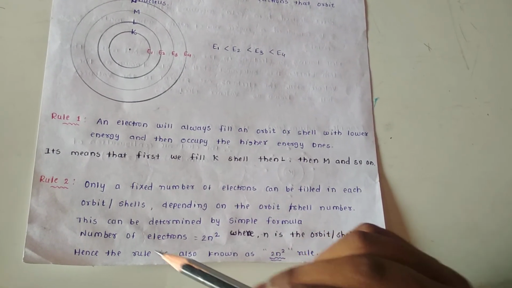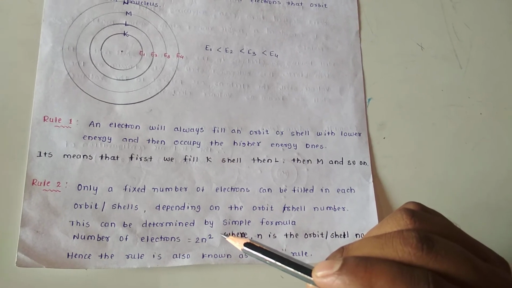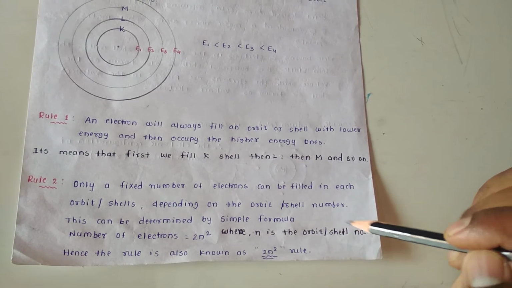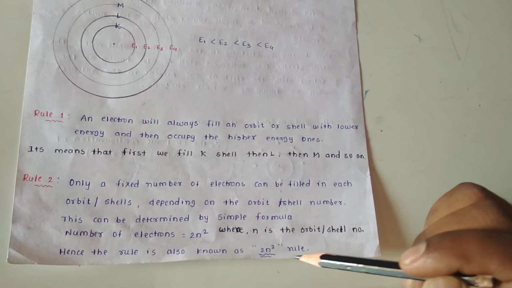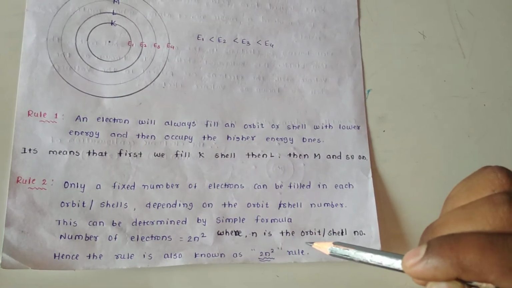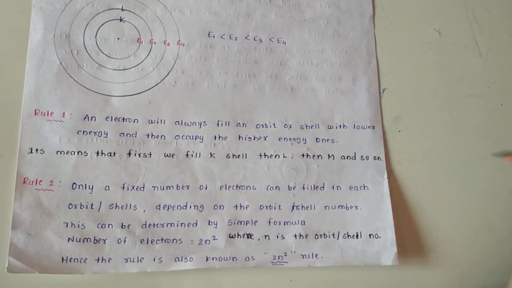What is the formula? Number of electrons is equal to 2n square, where n is the orbit or shell number. Hence the rule is also known as the 2n square rule.